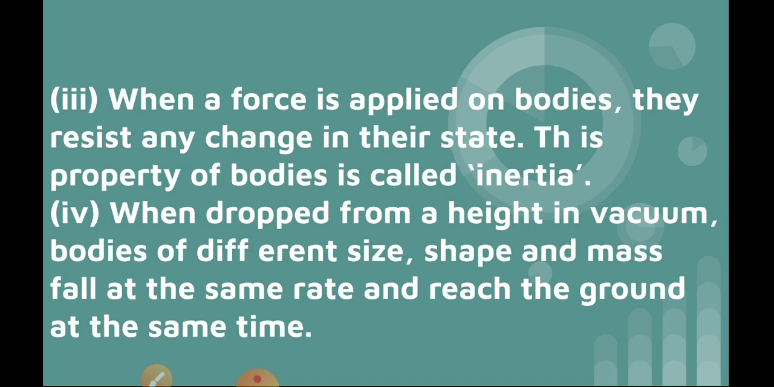The third point is when a force is applied on bodies, they resist any change in their state. This property of bodies is called inertia. Your body will automatically resist a sudden change. That is called inertia. The fourth point is when dropped from a height in vacuum, bodies of different size, shape, and mass fall at the same rate and reach the ground at the same time.